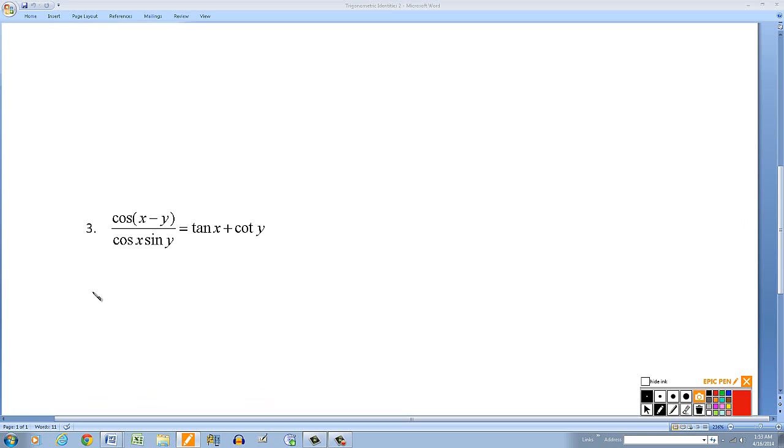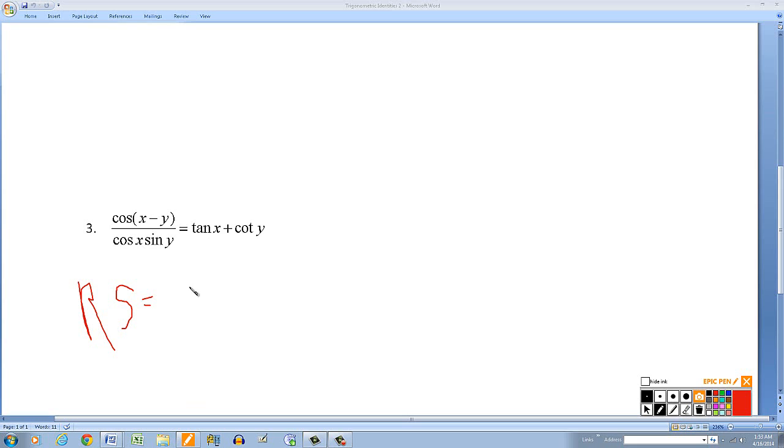Or you could just start with the right side. But you can also do the right side and say this is equal to, and then just write this. Okay, so we know this has to come out to this. This side over here has cosine and sine, so that would tell me then I need to rewrite these.